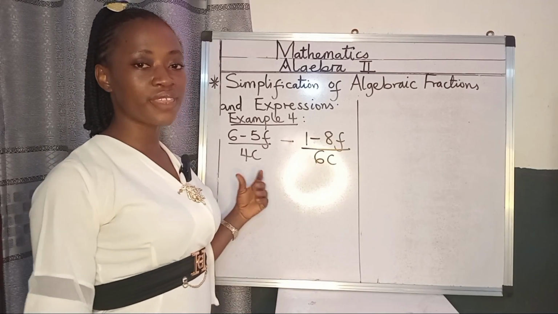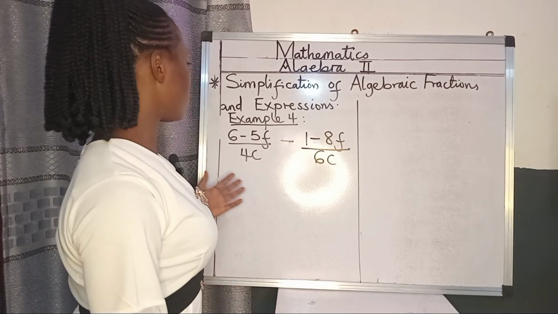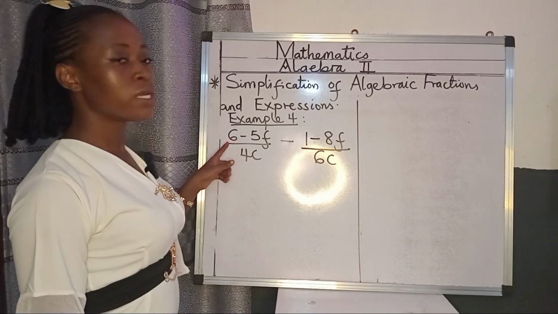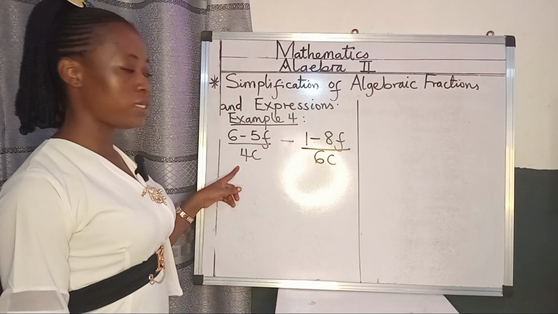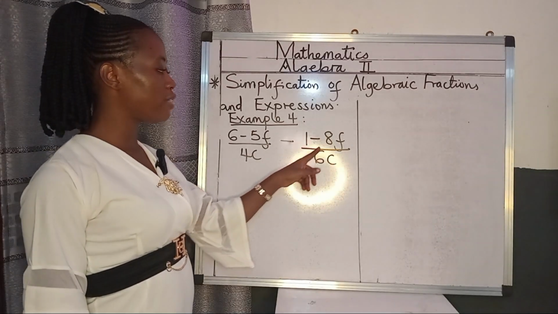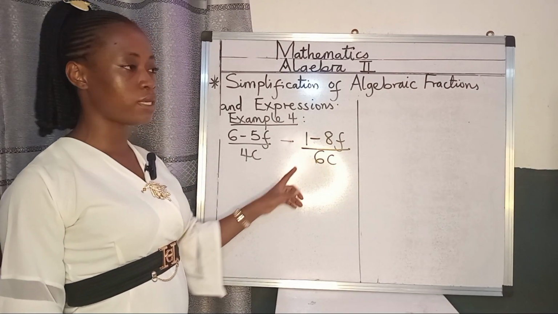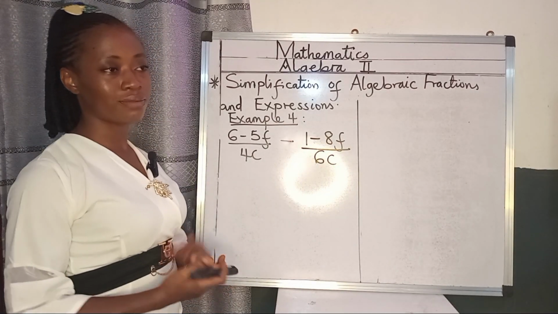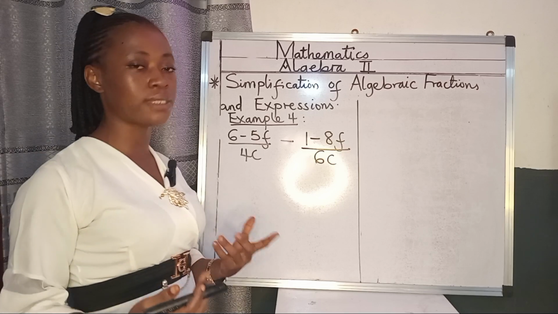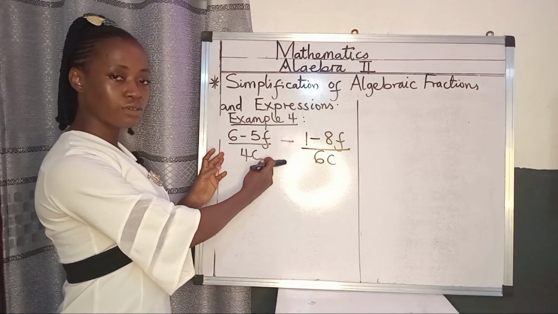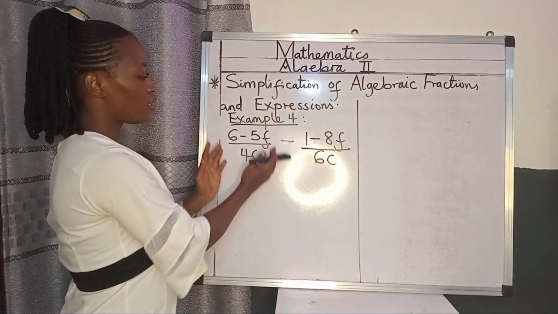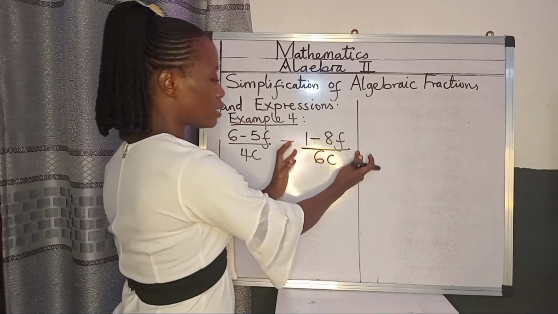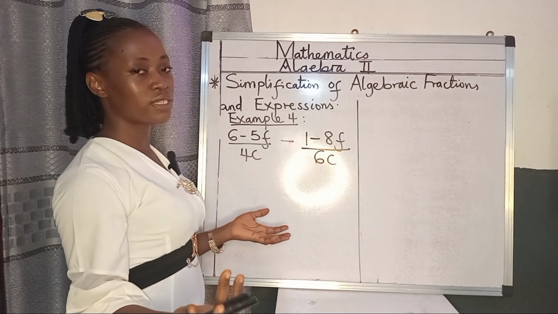Now we have the fourth example here. The question says, simplify: 6 minus 5f over 4c, minus 1 minus 8f over 6c. Don't worry, you should not be afraid. It's actually very simple. This is a fraction, right? This is also a fraction. So we are using this fraction to subtract the second fraction. It is just that simple.